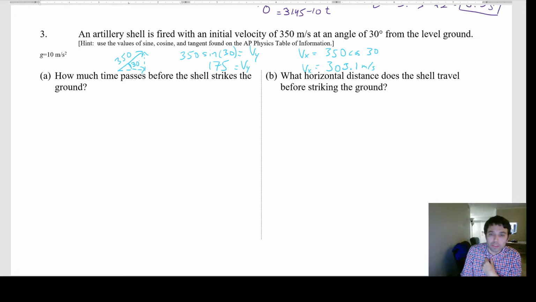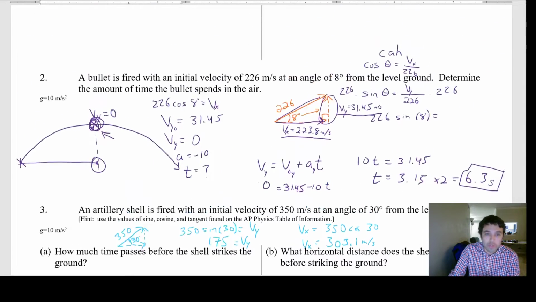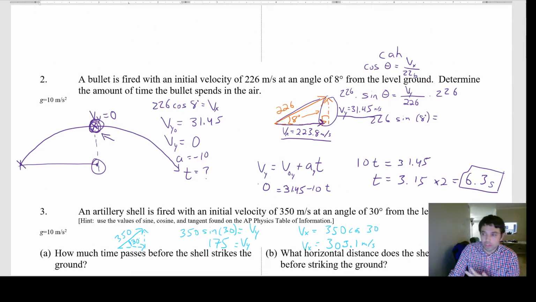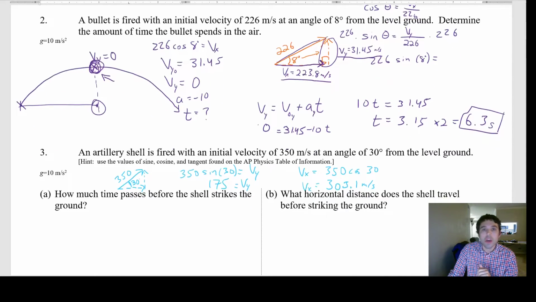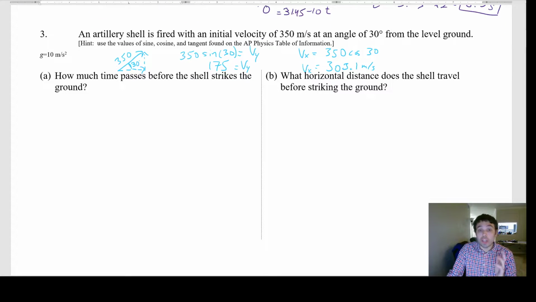How much time passes before the shell strikes the ground? They're asking the same thing, right? It's the exact same question as number 2. They just word it differently. In number 2 it's very clear: determine the amount of time the bullet spends in the air. But in 3, they say how much time passes before the shell strikes the ground. Well, if we launch it up in the air, it comes back down, and then it strikes the ground. So how long is it in the air for?